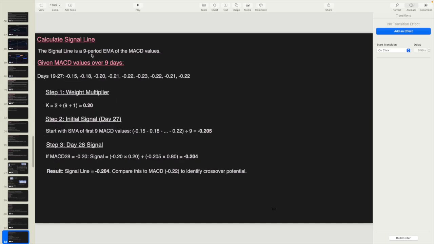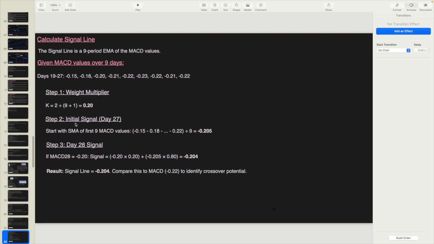Now we need to calculate the signal line. That is also left out. The signal line is a 9 period exponential moving average of the MACD values. In the problem statement, they have already given these MACD values, minus 0.1 and so on. In the first step, we took the multiplier value. K is equal to 2 divided by 9 plus 1, because we want a 9 period moving average. So K is equal to 0.2.